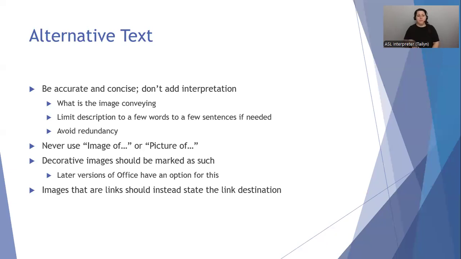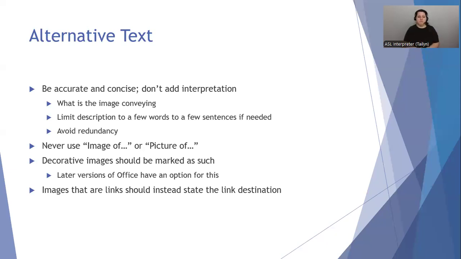Jumping back, we want to make sure that we never use "image of" or "picture of." The reason for that is because we want to avoid redundancy. The screen reader or other assistive technology, like voice control software, will tell users this is a graphic, or this is a button, or this is a heading. So we don't need to tell users that. We can lean on their software to do that for us. So we really just want to make sure we're giving them the very pertinent information.